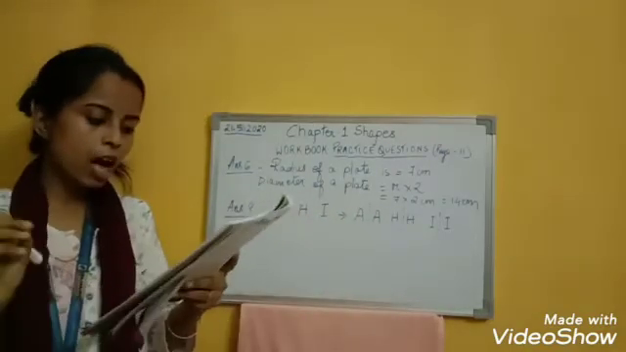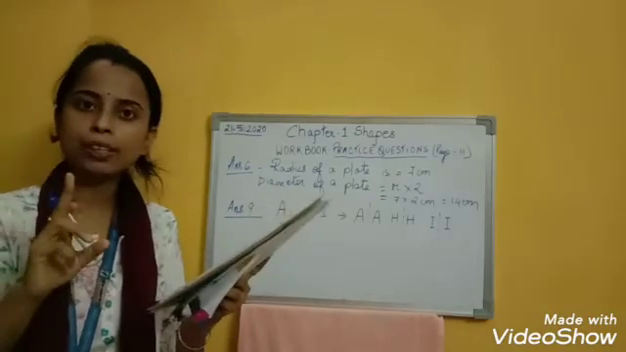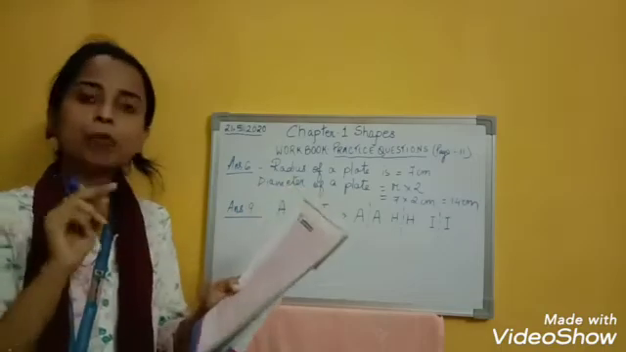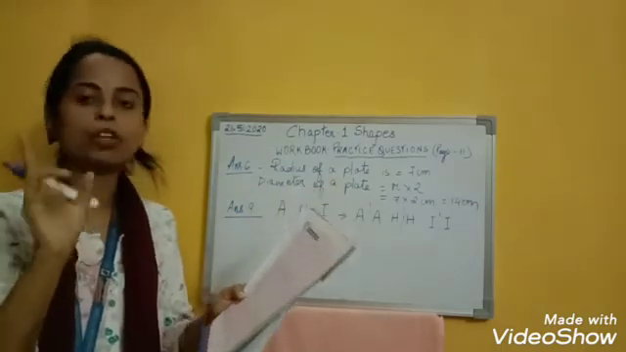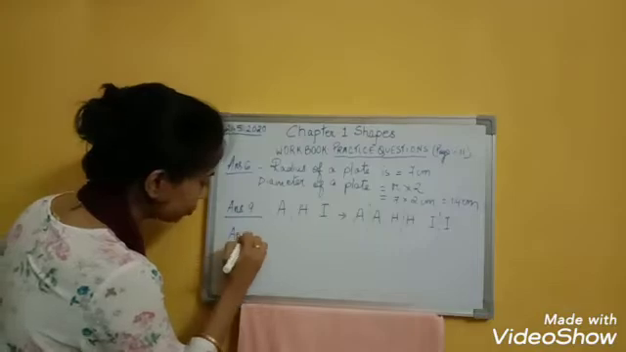Next is 10. How many lines of symmetry can we draw to a square? Square is a polygon. All sides are equal. So the question is asking how many lines of symmetry can we draw to a square? So answer 10. Just see here how to do.